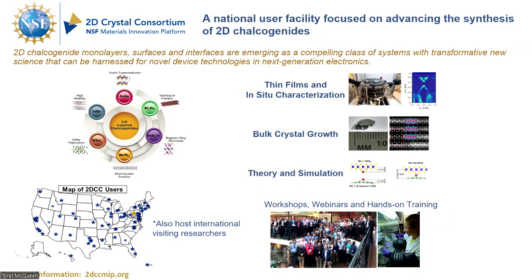So topological insulators, 2D superconductors, materials like Weyl semimetals, right? A lot of interesting physics can be done in this class of chalcogenide materials.